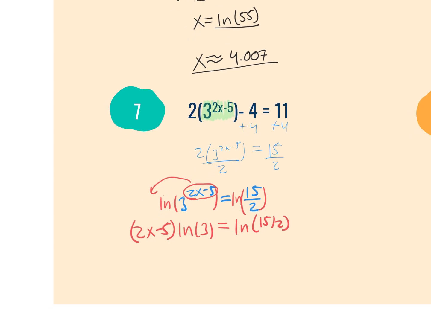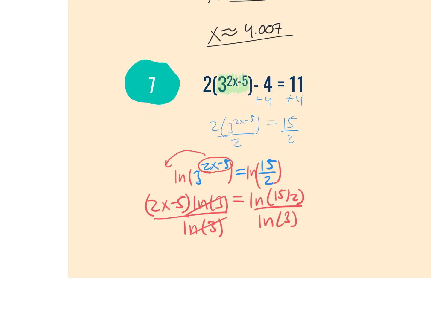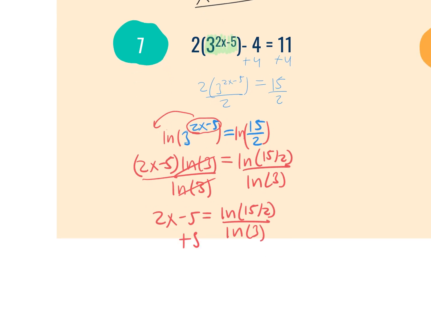You don't have pretty numbers, but it's still just a linear equation, so I'm going to divide both sides by ln of 3, all right? And then that cancels that out, and so I get 2x minus 5 equals ln of 15 over 2 divided by ln of 3, all right? And then we can add 5 on both sides. And then so we're left with 2x equals ln of 15 over 2 divided by ln of 3 plus 5.